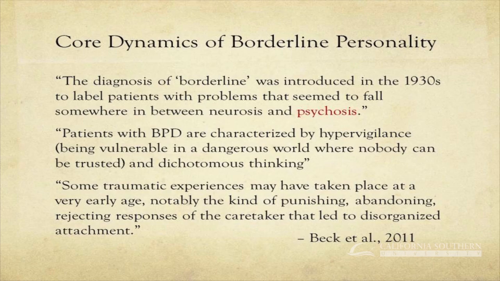So from Beck and all, the diagnosis of borderline was introduced in the 1930s to explain patients who are on the borderline between neurosis and psychosis. The patients with borderline personality are characterized by hypervigilance, feeling vulnerable in a dangerous world where nobody can be trusted, and dichotomous thinking. And so you'll see that in parental alienation, where the parent feels the other parent is abusive, and they get this persecutory idea that there's a threat or a danger emanating from the other parent.